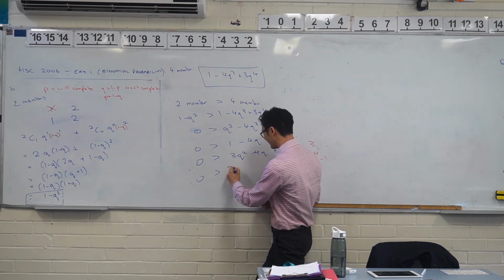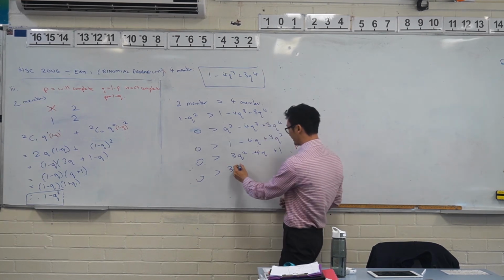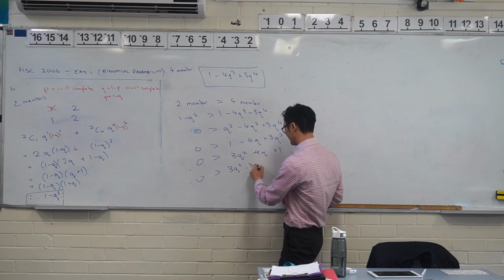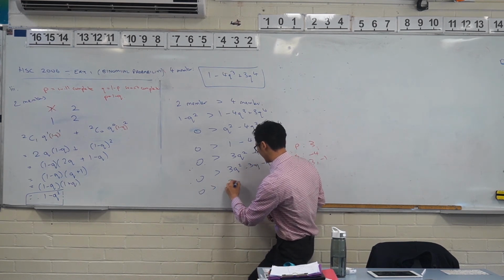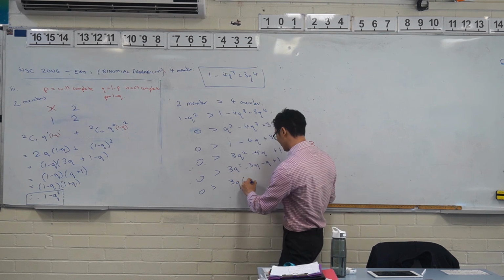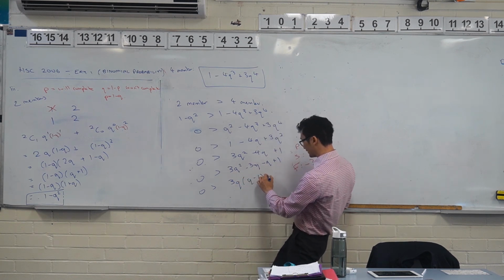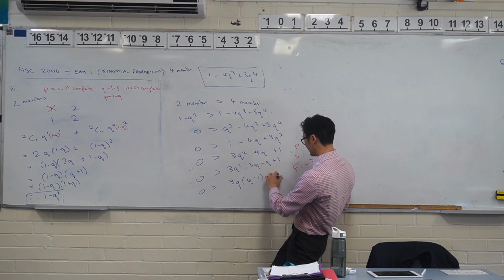So 3q squared, minus 3q, doesn't really matter which way you do it, plus 1. And then we go about factorizing this. So we get q minus 1, take out the negative here, q minus 1.